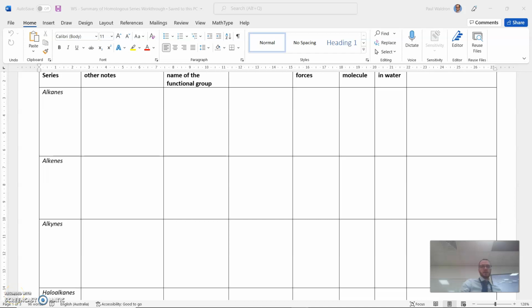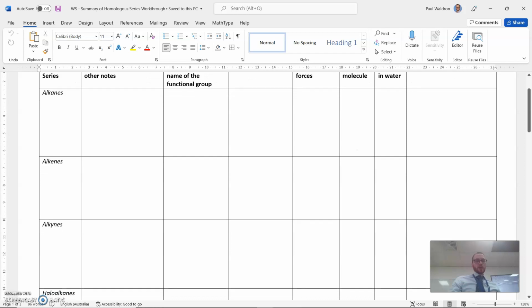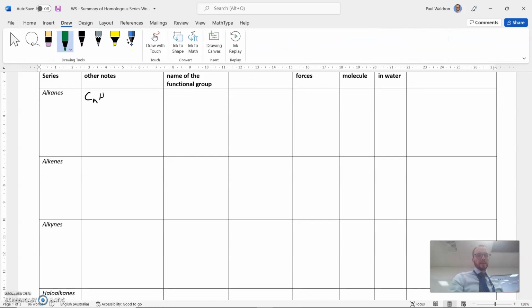Okay, so homologous series recap. Homologous series of alkanes: CnH2n+2. Nothing fancy about that. We could say that it's saturated. We could say that it's all single carbon-to-carbon bonds.